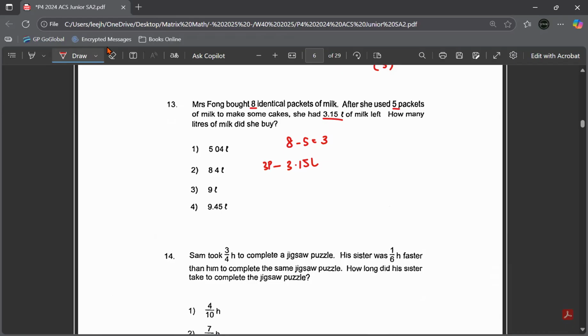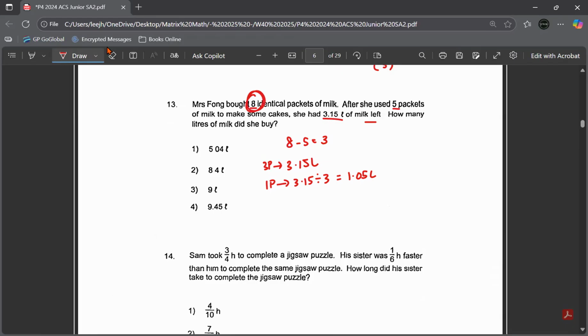3 packets, I write there. Because this is whatever's left and she had 3 packets left. So you look for 1 packet, 3.15 divided by 3, 1.05 liters. So after which, I need to find out how many liters of milk did she buy.